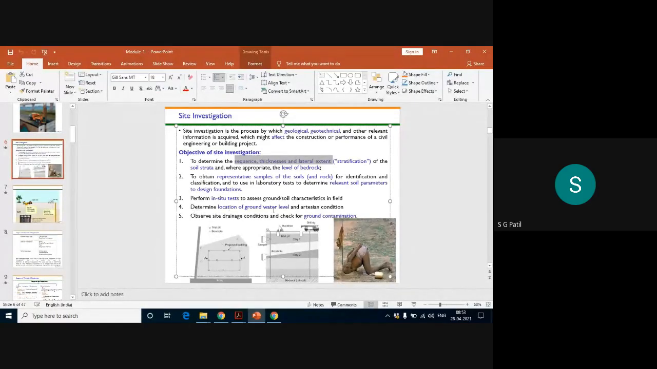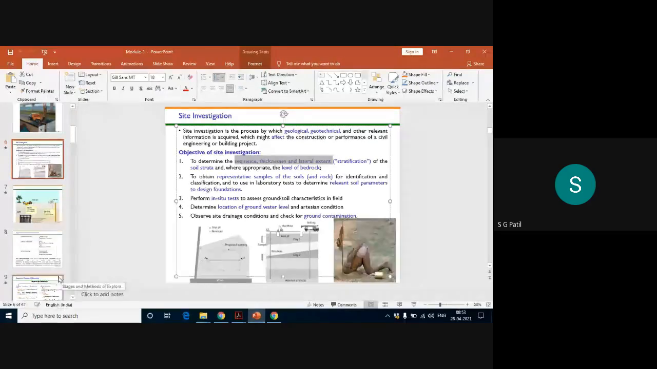And the fifth objective is to see the drainage condition of the site and also to look for any site contamination, ground contamination or soil contamination. Wherever you want to build a structure, you should look for whether that soil is contaminated with some industrial waste or not. Those are the main objectives of the site investigation.